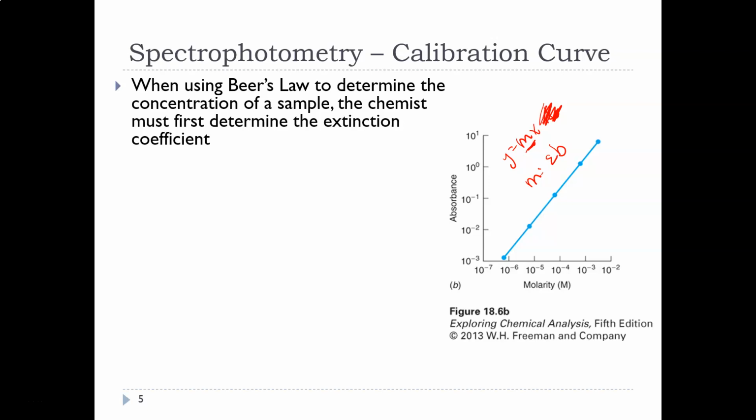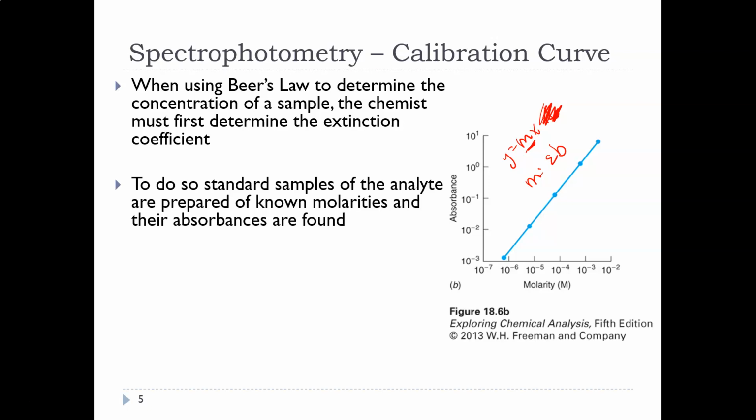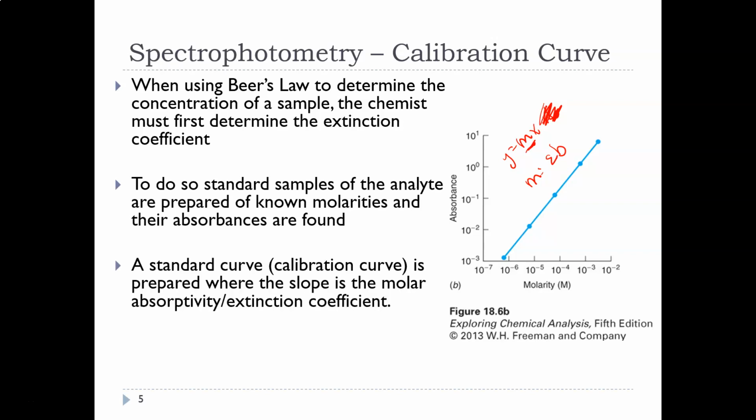So you always would make multiple standards, ideally like 5 standards, know their accurate molarity, measure their absorbance, make a graph, get the slope, and then you can measure your unknown, and then use the extinction coefficient determined from the slope to do the Beer's law calculation to solve for an unknown. So with spectrophotometry, number one, we always have to make standards to make a calibration curve before we can test our unknown. Always. Where the slope is the extinction coefficient or the molar absorptivity. Those words mean the same thing. So part A of every experiment is standards, always, and then make a graph and then get the slope.